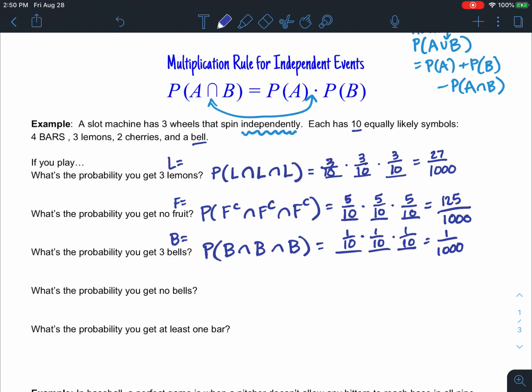So what's the probability you get no bells? Okay, so we've already defined bells as B, so no bells we could say is no bell and no bell and no bell.